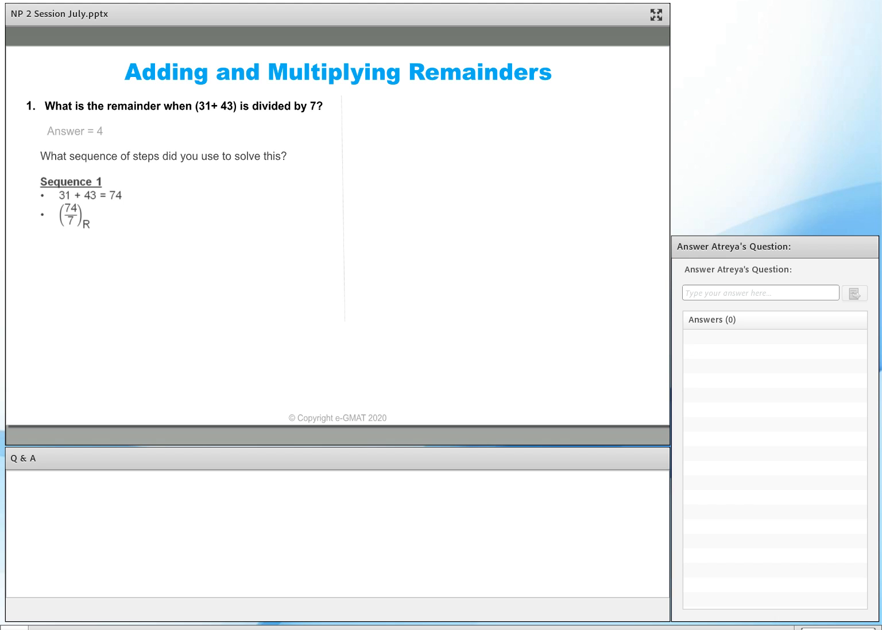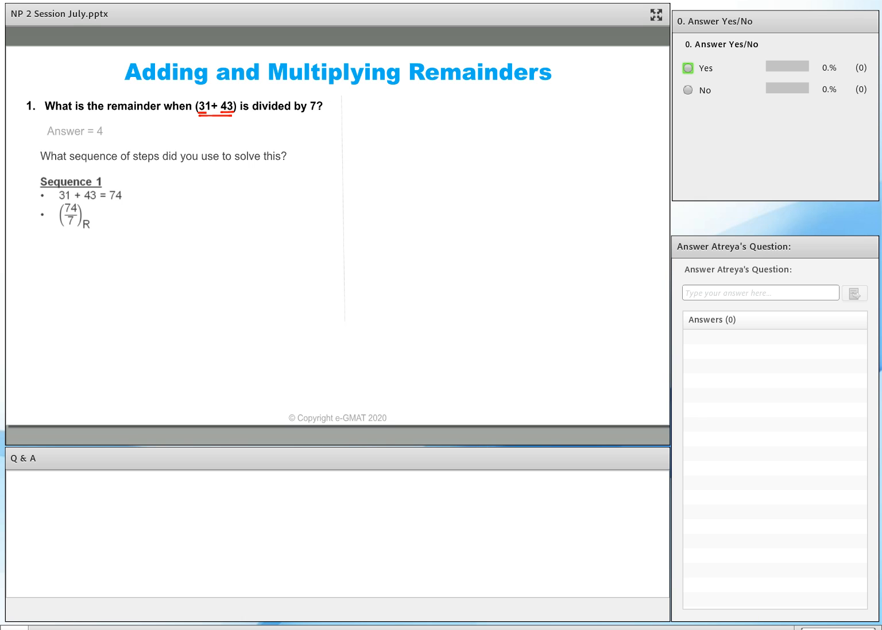Now, let me give you two options over here, right? And let me also bring in the yes/no board. Let's say I have two numbers, 31 and 43. I am asked to calculate the remainder when the sum of these two numbers is divided by 7. That's the question. Now there can be two processes for this one.